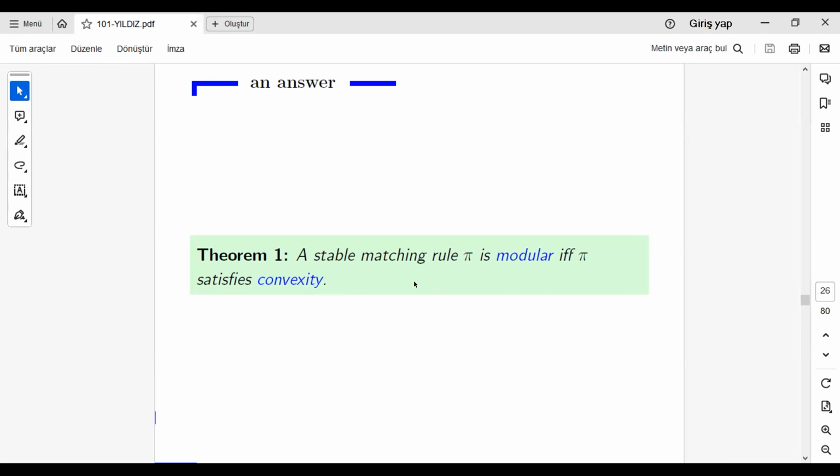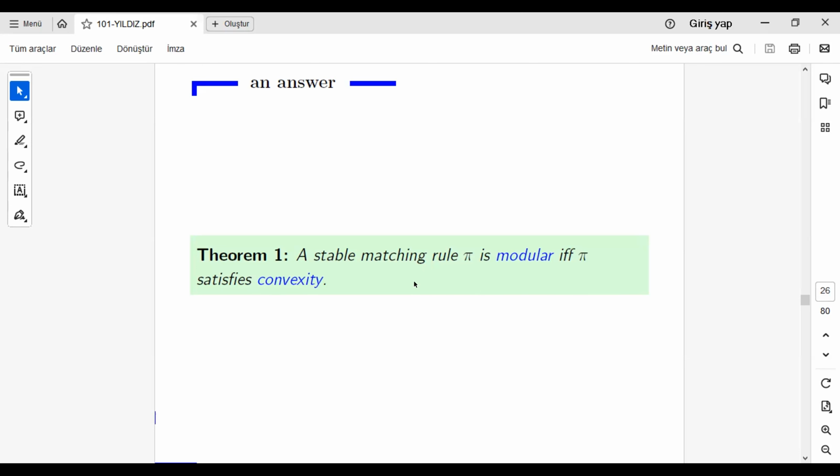Okay, so this is our main theorem, mathematical result, and in one direction it is straightforward. If a stable matching rule is modular, then it satisfies convexity. But in the other direction, pick any subset of the lattice. If it has this property, then it can be obtained by minimizing a modular assessment function. That has been the challenging part.